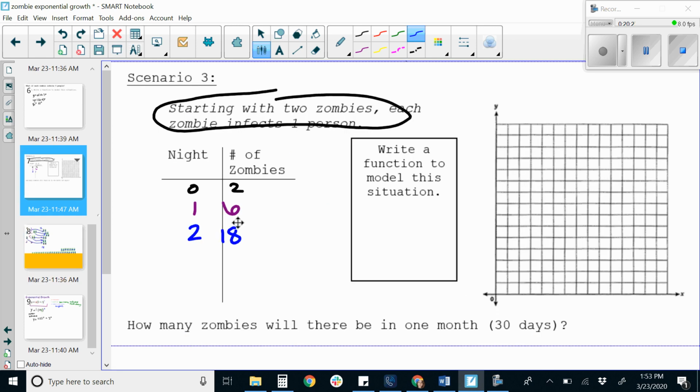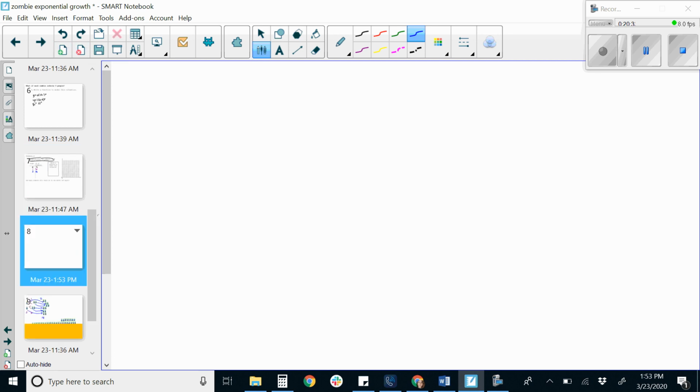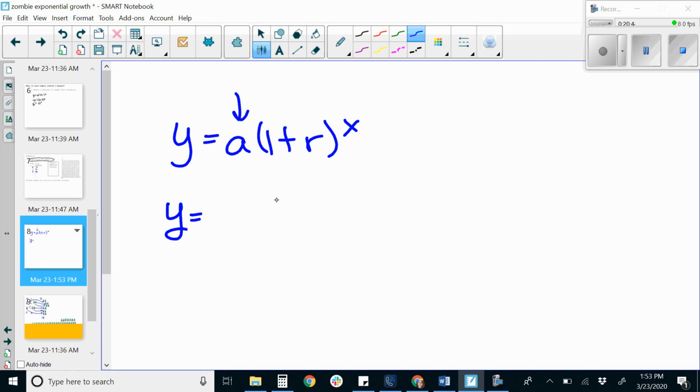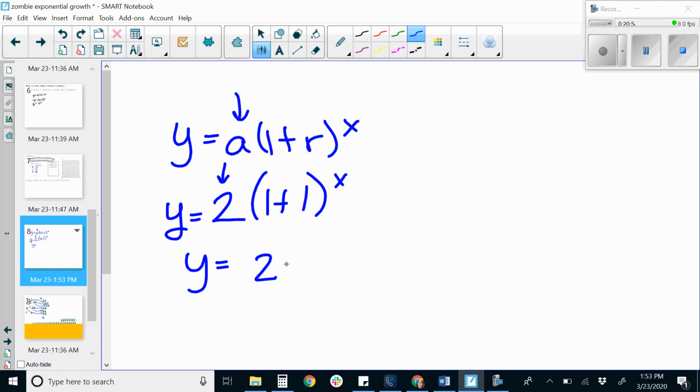Look how fast that's increasing. What would this equation look like? y equals A times 1 plus r to the x. Keep forgetting to write that 1. A is the starting amount. Well, this time it's different. We're not starting with 1. We're starting with 2. Our rate is 1 because each one's infecting 1 each night. So our equation is 2 times 3 to the x.